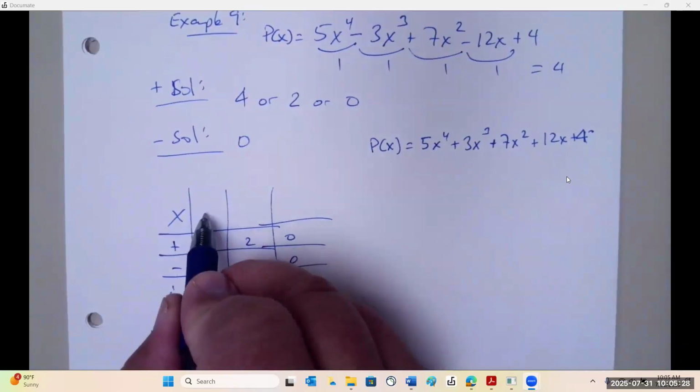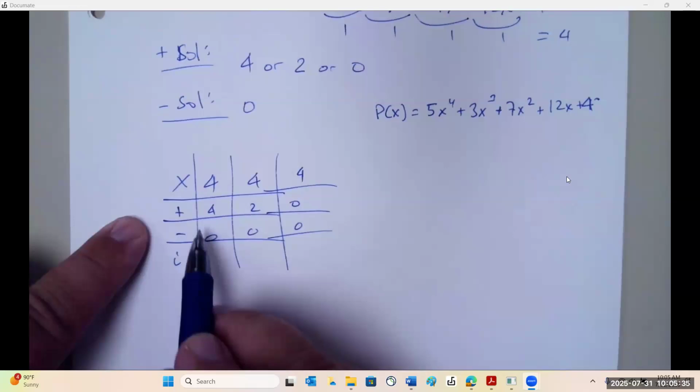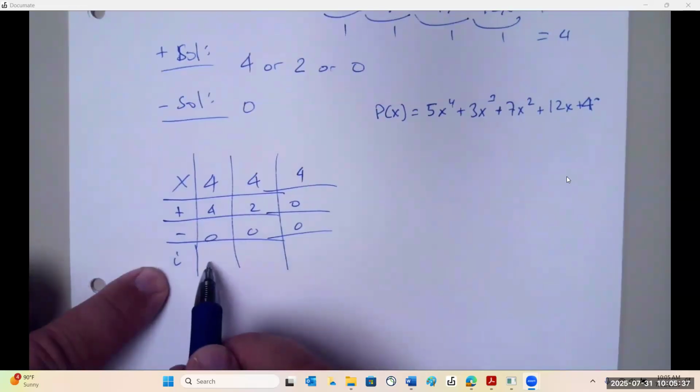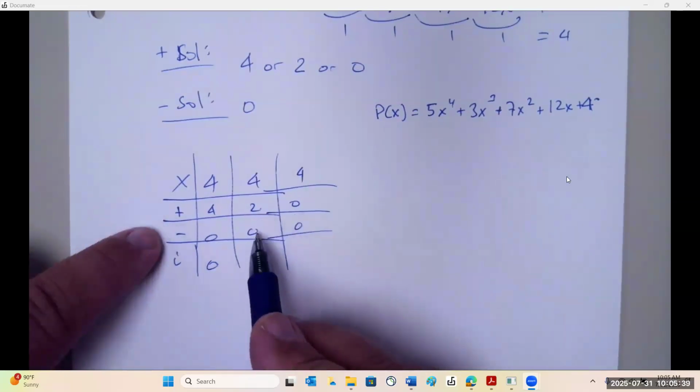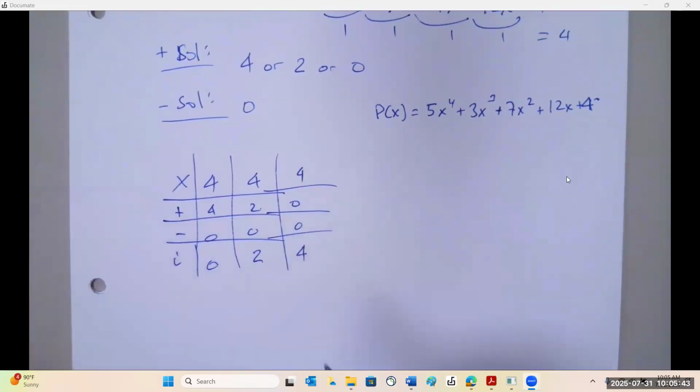And we're supposed to have a total of how many? So if we have 4 positives, no negatives, do we have any imaginaries? 2 positives, no negatives. We have no positives, no negatives.